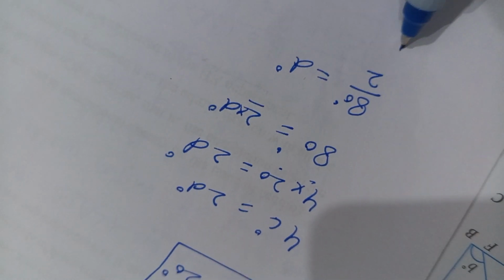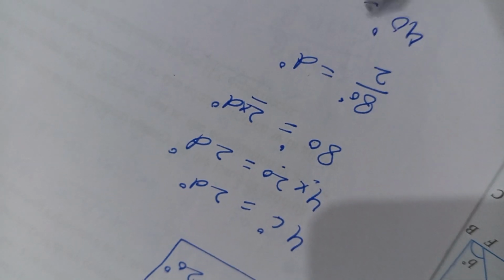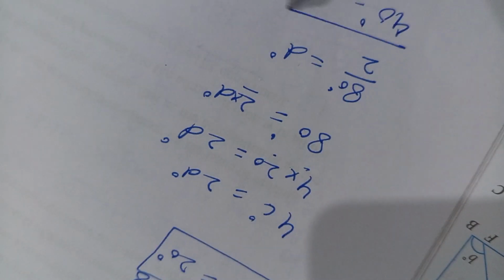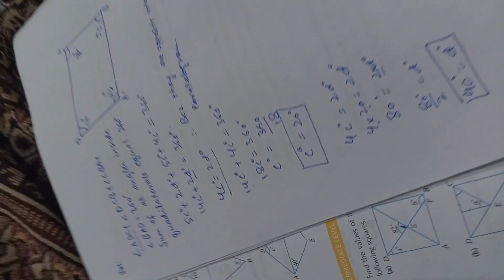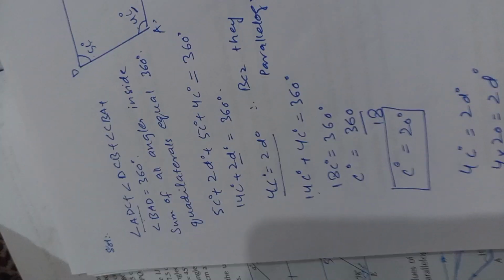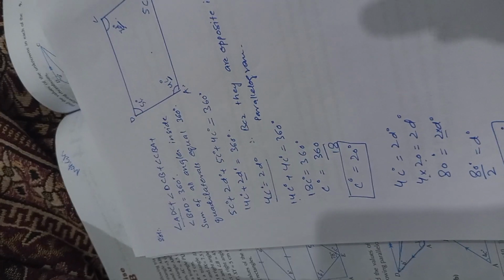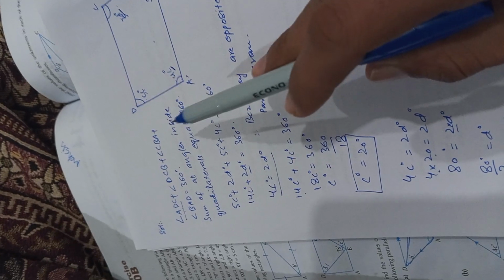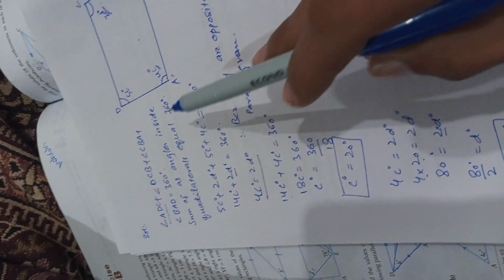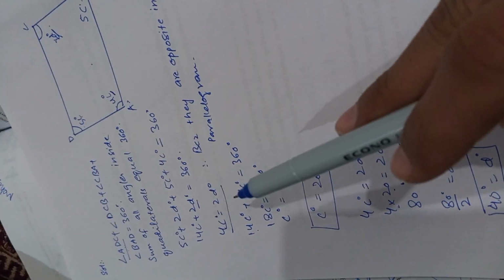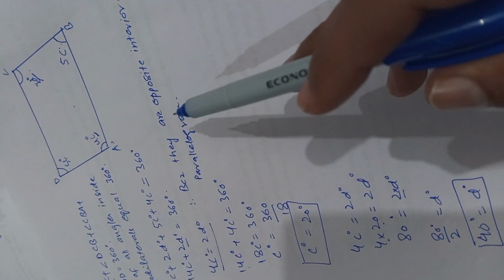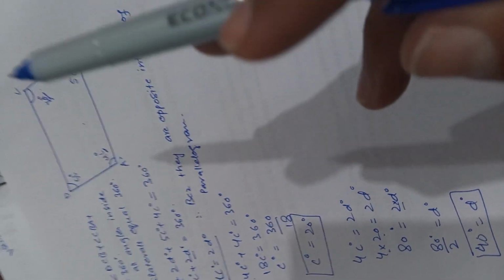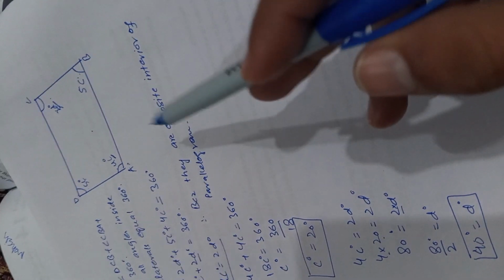If we divide 80 by 2, that equals 40 degrees. So d equals 40 degrees. This is how we find the value of this one here. So there are two laws that we use here. First, the sum of all angles inside a quadrilateral equals 360 degrees. Second, opposite interior angles in a parallelogram are equal. And we used those laws and found the values of c and d.